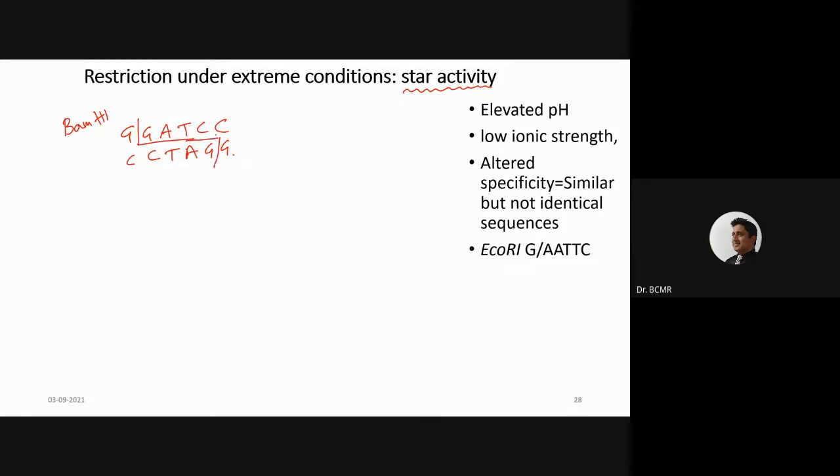Star activity is if there is a sequence, something like GAATCC, or GGATTC. Is this a BamHI sequence? It is not a BamHI sequence, but it is very close to it. Especially, this is the only difference between the BamHI site and the site that I have drawn here, because for BamHI we would have GGATCC. So yeah, in this position, that is the only difference.